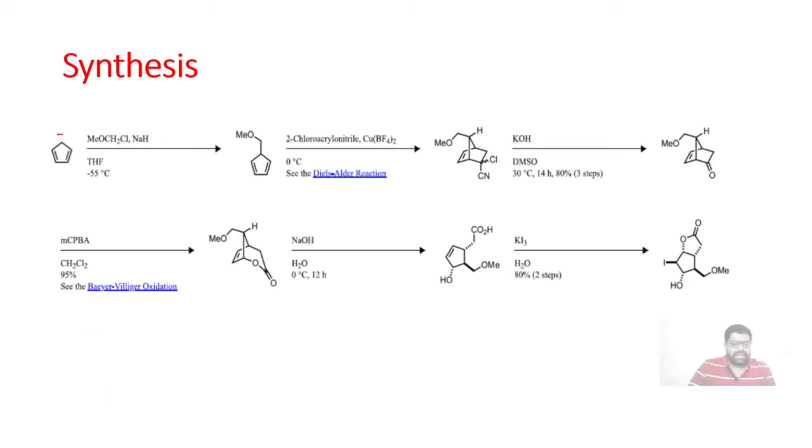Once we get this carbanion over here, it will attack the carbon of methoxymethyl chloride, that is MOM chloride, and Cl will leave as the leaving group. So what do we get? We get CH2OMe over here. So this is our first product for the synthesis of prostaglandin. Once we get this product, E.J. Corey and co-workers reacted this molecule with 2-chloroacrylonitrile.